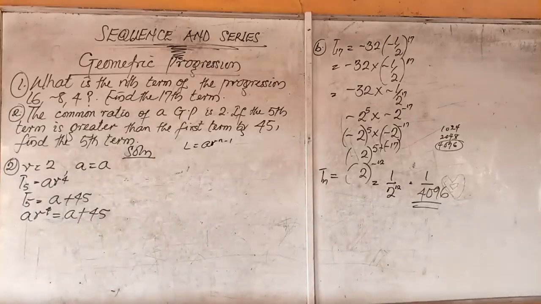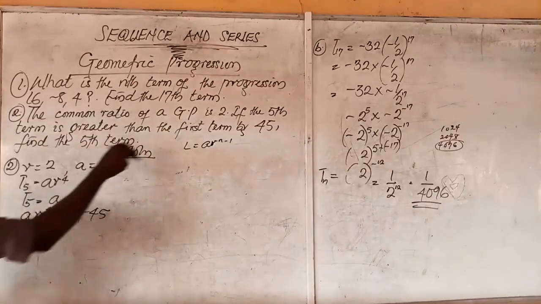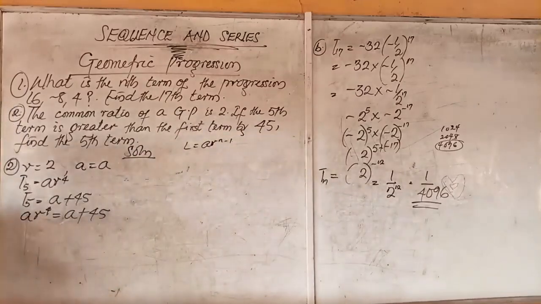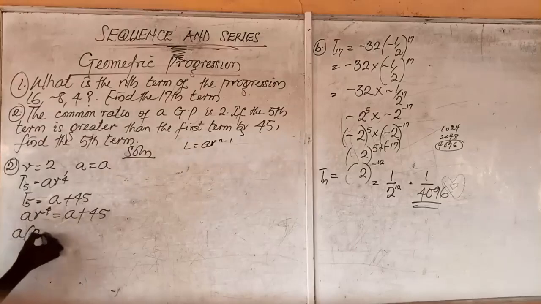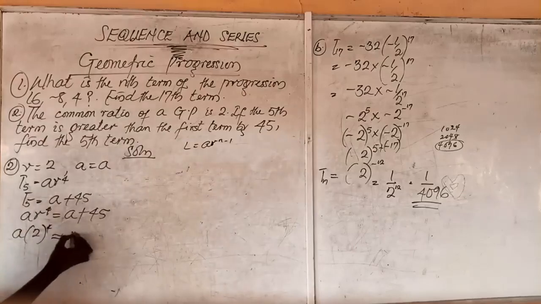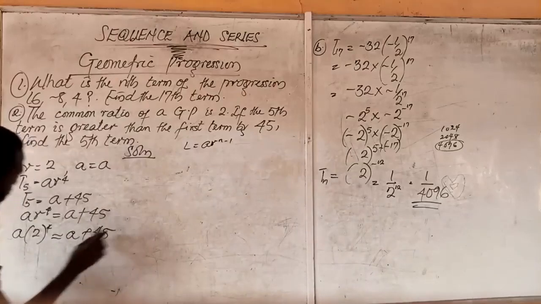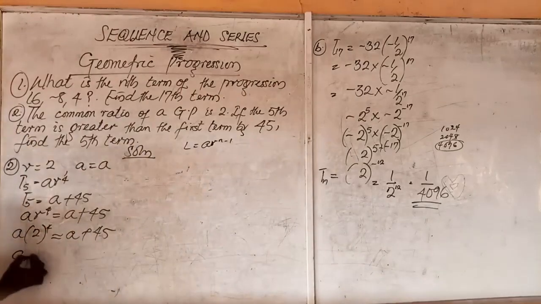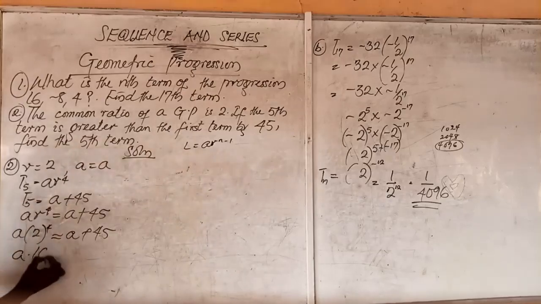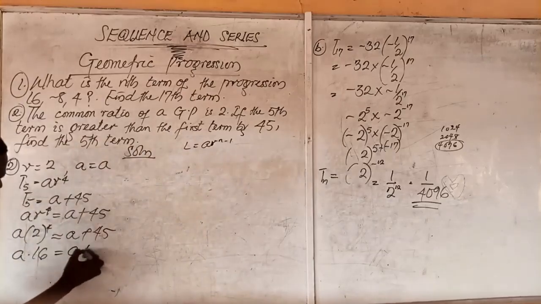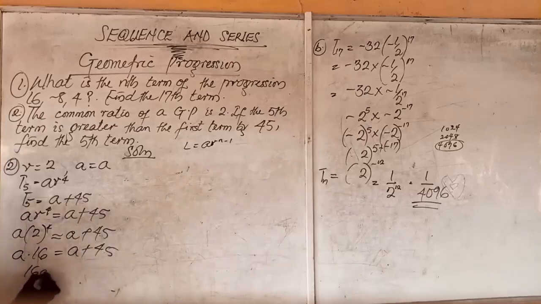Alright, so we can now solve further. Since our R is known to be 2, we are given R to be 2. So we solve into this so that we have A into bracket 2 raised to the power 4 equal to A plus 45. So what do we have? A times 2 raised to the power 4, which is 16, equal to A plus 45. So we have 16A equal to A plus 45.